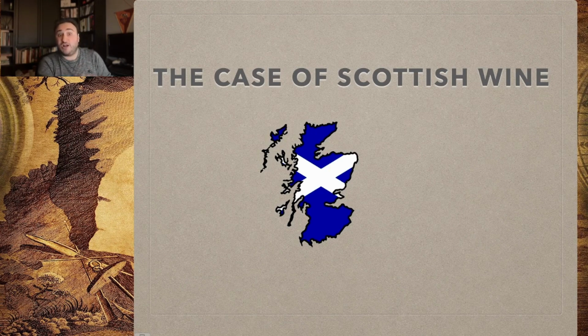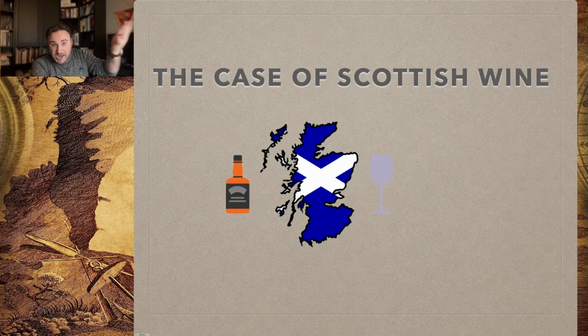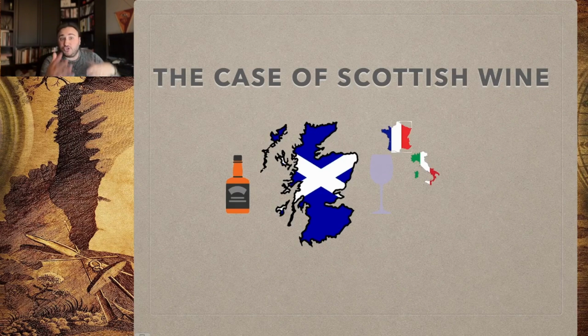So let's say I'm a country like Scotland, and I might want wine. If I want wine, I can't produce this on my own. Remember, the Scots don't produce wine, the Scots produce, well, Scotch, hence the name. So if a Scottish person wants wine today, they would have to import it from other countries. They'd have to import it from Italy. They'd have to import it from France. Countries that would expect money in exchange for that service.